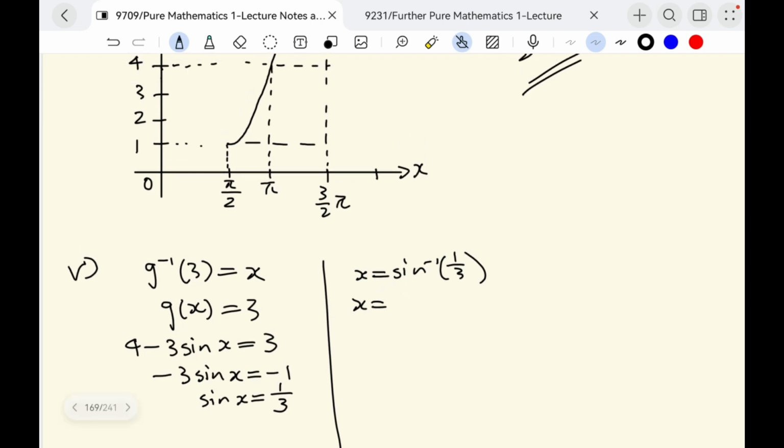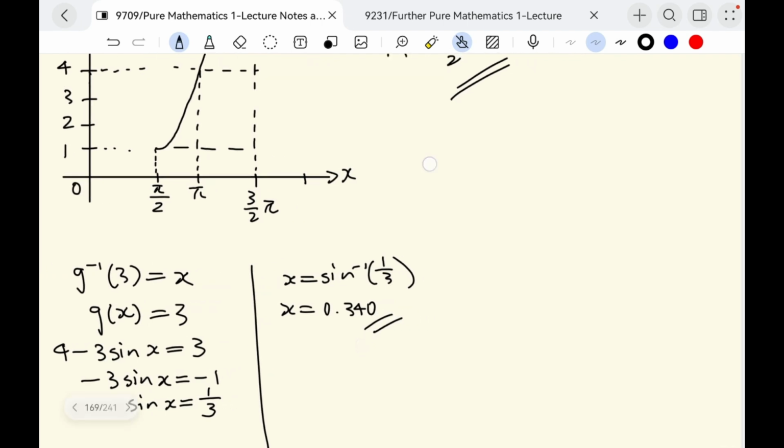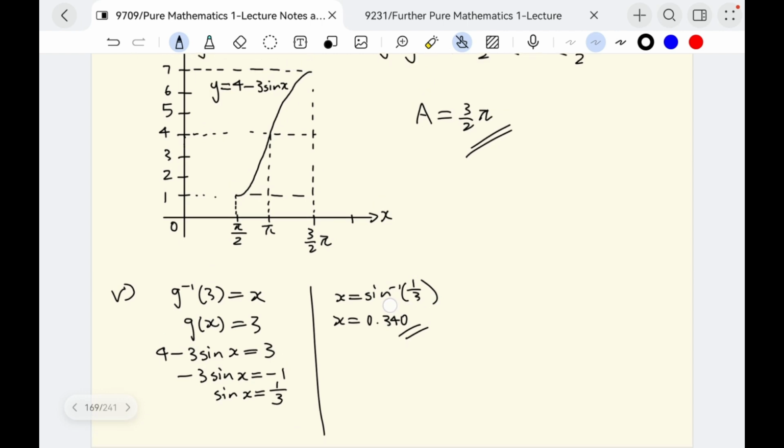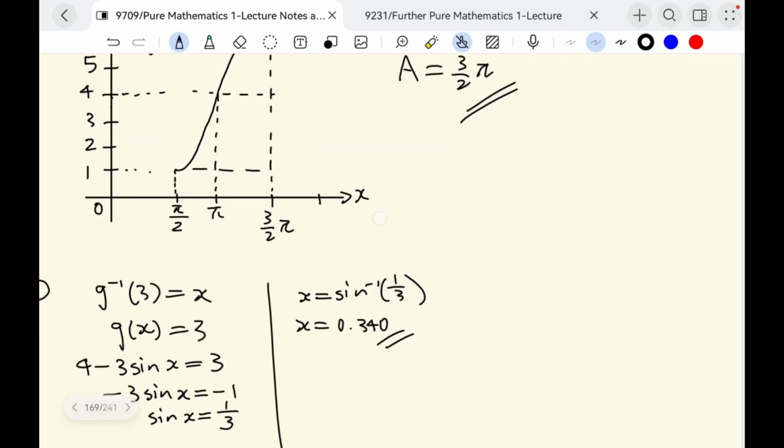Remember to convert the angle units to radian, of course. So your final answer is 0.340. That's your final answer. Okay? But for the normal method, I give it to you right now.